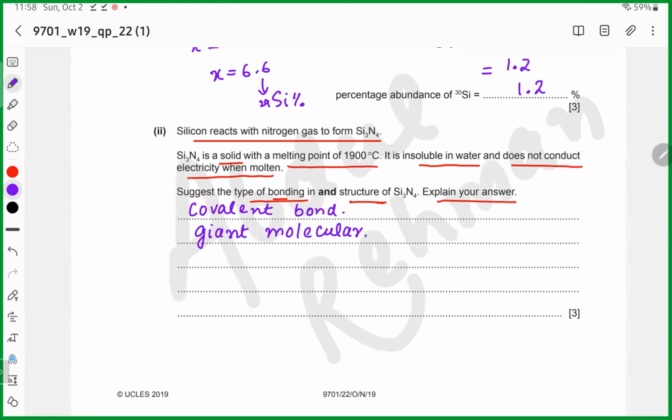And if it does not conduct electricity, for that we can say no free moving ions or electrons. Otherwise, if it has free moving ions or electrons, it can conduct electricity. Is this clear so far, everyone?